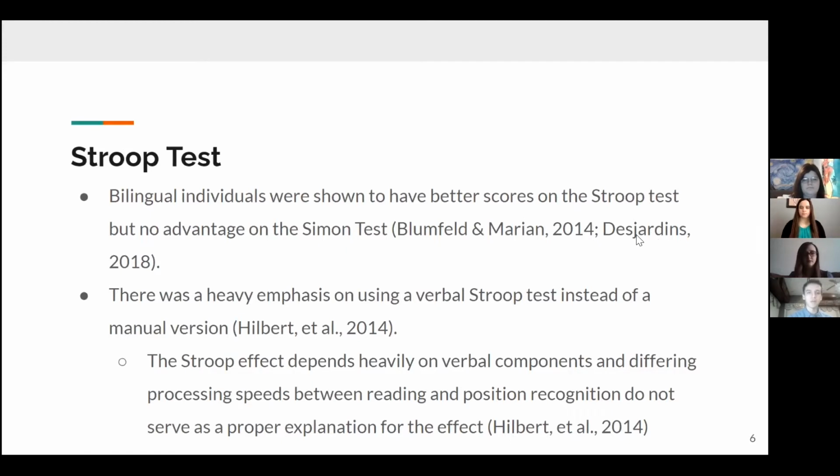In a study done by Hilbert in 2014, there was a heavy emphasis found on using a verbal Stroop test instead of a manual version, for example, on a computer.